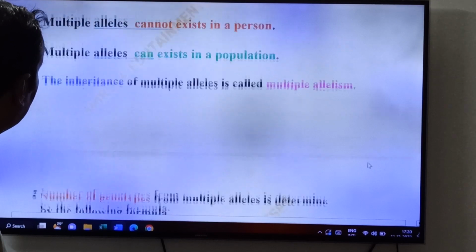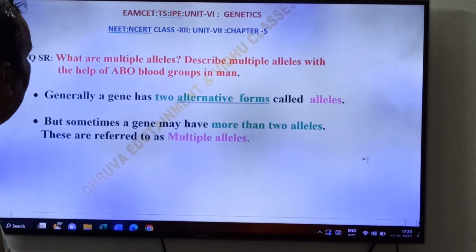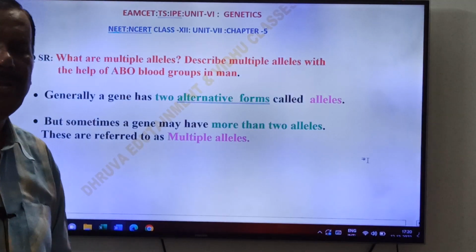What is our question friends? Here, what are the multiple alleles? Describe multiple alleles with the help of ABO blood groups in man.